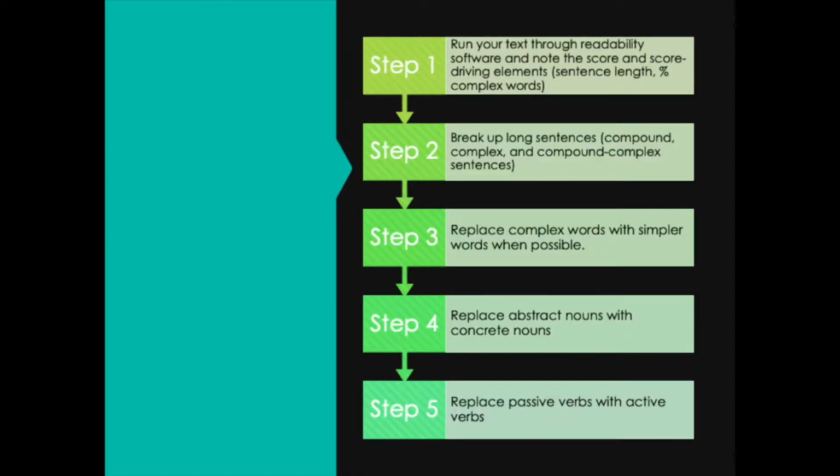All right, so now we've got a couple more steps in this process. So we already looked at steps 1, 2, and 3. Step 4 is to replace abstract nouns with concrete nouns. And step 5 is to replace passive verbs with active verbs. Once you've done these 5 steps, your readability scores will be quite a bit better. So run your writing through the software again and see how it looks.